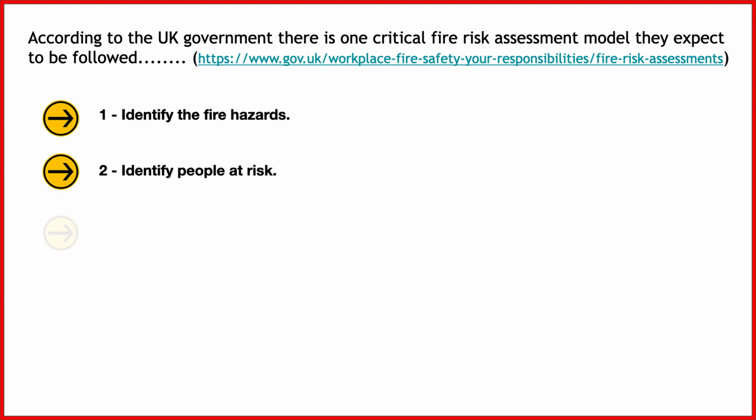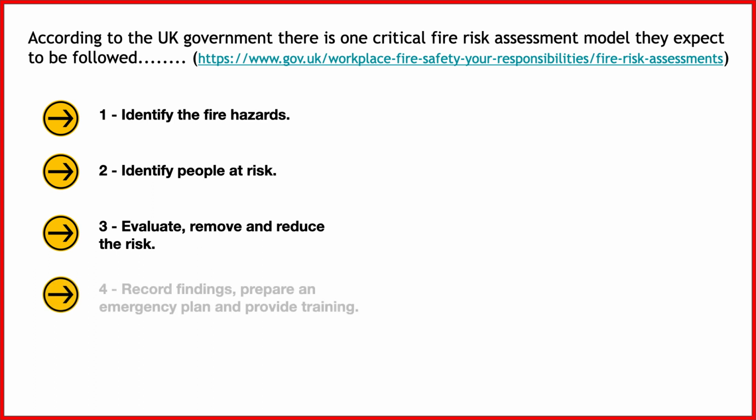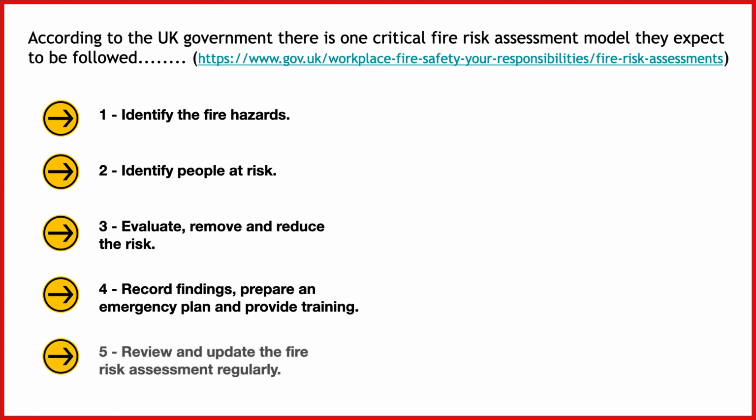It's a 5-step model which consists of 1. Identifying the fire hazards, so sources of ignition and heat, fuel and oxygen. 2. Identifying people at risk, so who are the people that work at the premises, who are the people that visit the premises, how are these people at risk should a fire occur. And 3. Evaluate the risks, remove and reduce them as much as possible.